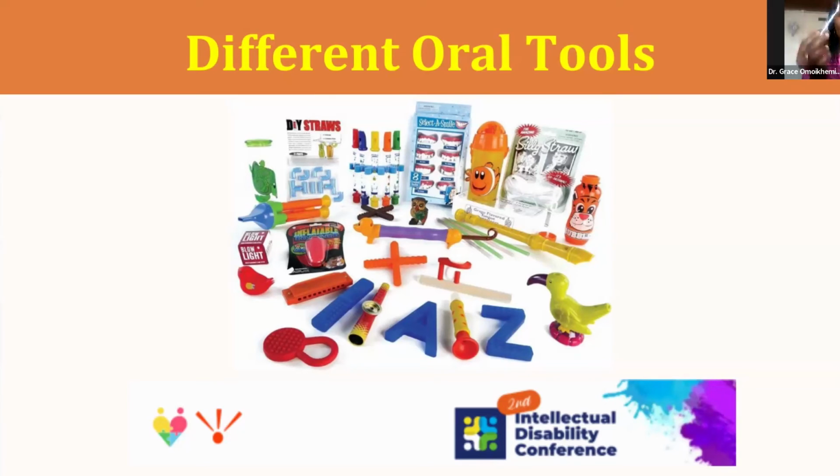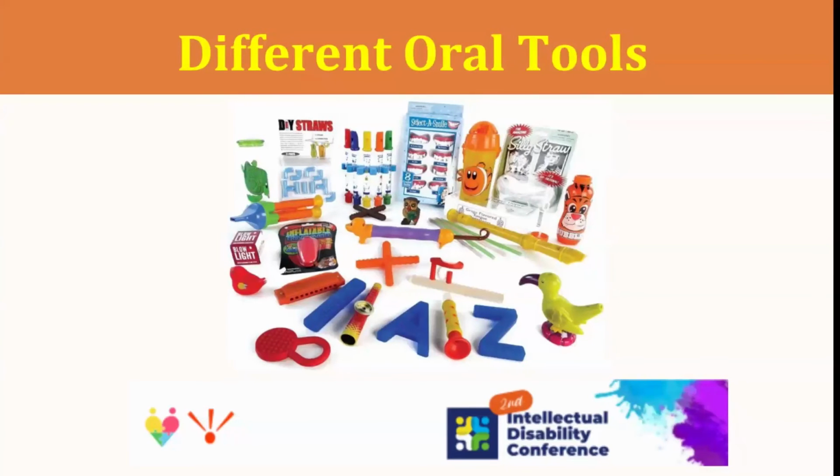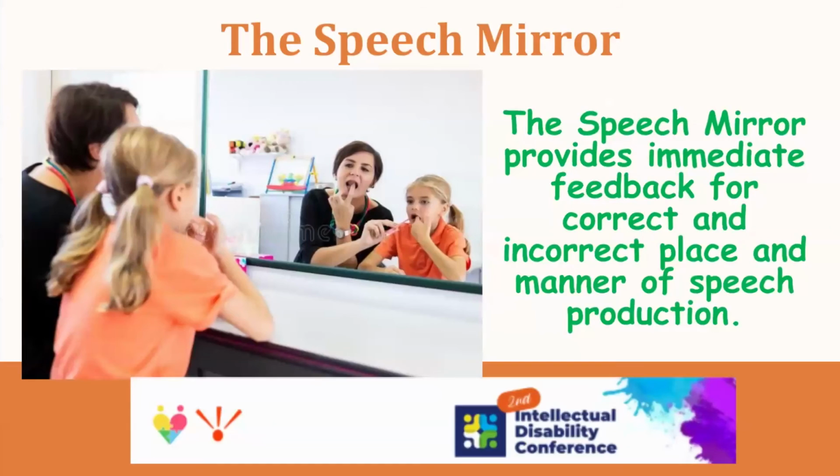You have the bubbles, you have the flute. You can use a straw too. There are different types of straw that you can use. Okay? Some are the regular straws, some are actually speech tools that you can use to strengthen the oral musculature. Okay, you can also use the speech mirror that gives immediate feedback for correct and incorrect place and manner of articulation.